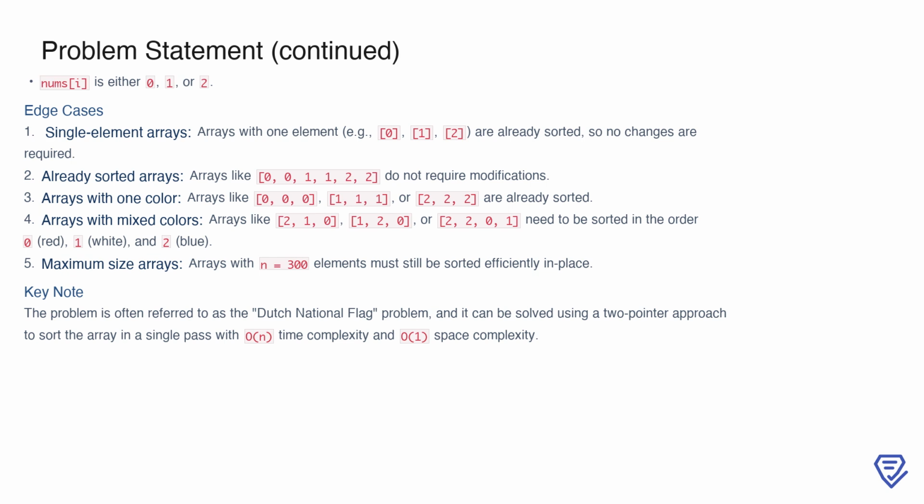Finally, it's worth noting that this problem is often referred to as the Dutch national flag problem. A common and efficient way to solve it is by using a two-pointer approach. This method allows us to sort the array in a single pass with a time complexity of O(n) and a space complexity of O(1). This means the solution is both time-efficient and space-efficient, making it well-suited for the given constraints, even for the maximum size of 300 elements. By leveraging this approach, we can ensure the array is sorted correctly while meeting all the problem requirements.